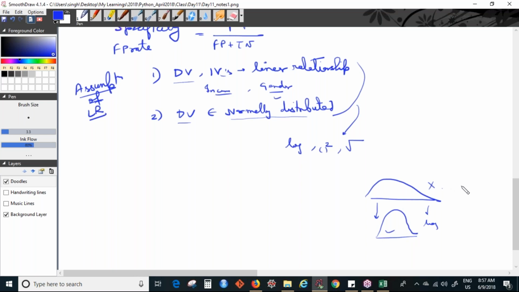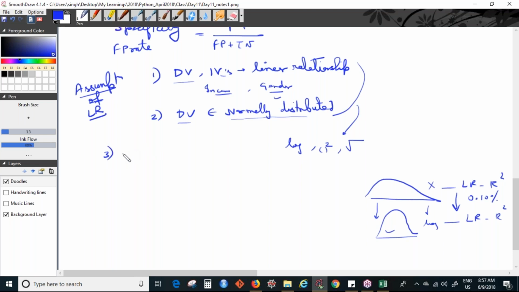So without taking the log, run linear regression, see what r square you get. Again, take log and run linear regression, see what r square you get. You will see around 10% improvement, 0.1 improvement in r square as a result of this. Okay, so these two are the first two assumptions.